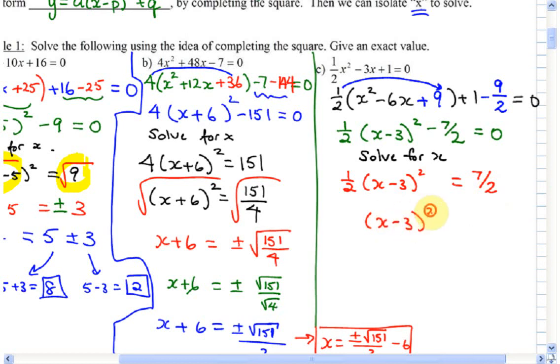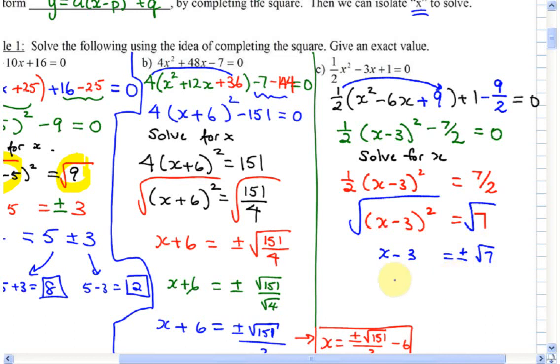14 over 2, which simplifies to? 7. Good. 7 over 2 divided by 1/2 is just 7, or 14 over 2. What's next? Square root. Don't forget, plus or minus.